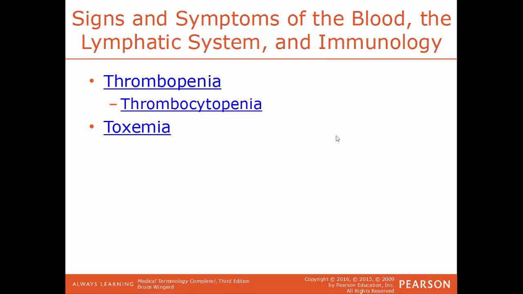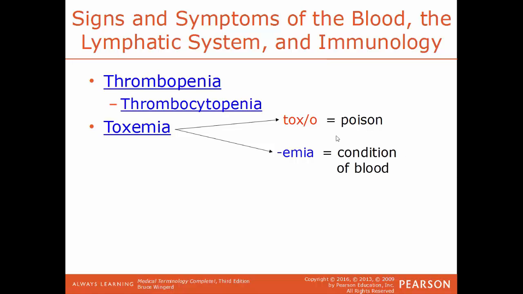Okay, if you were to break this term down, toxo, of course, means poison, and emia means a condition of the blood, so it literally breaks down into having poison in the blood.